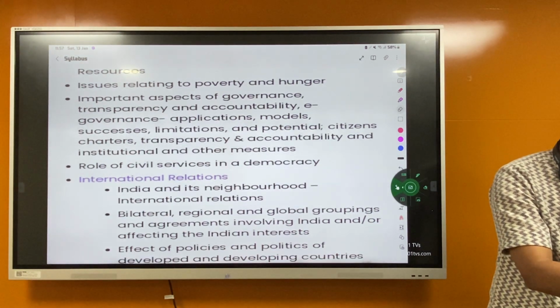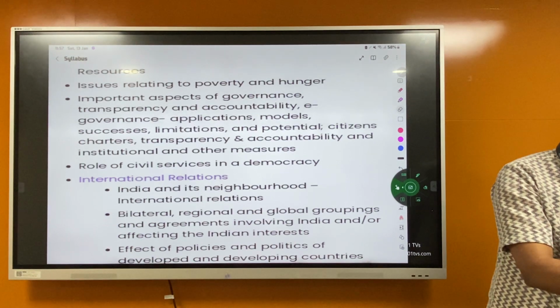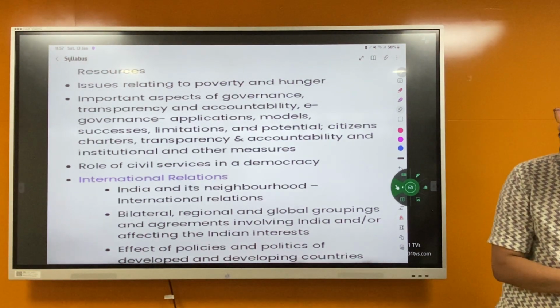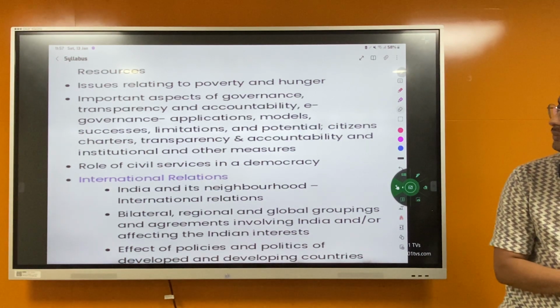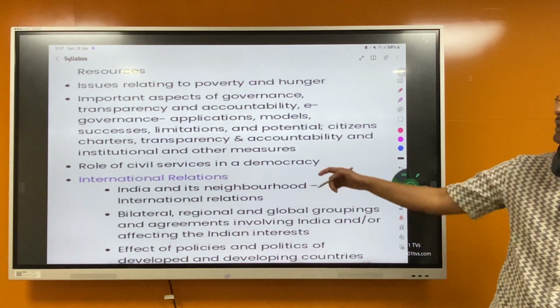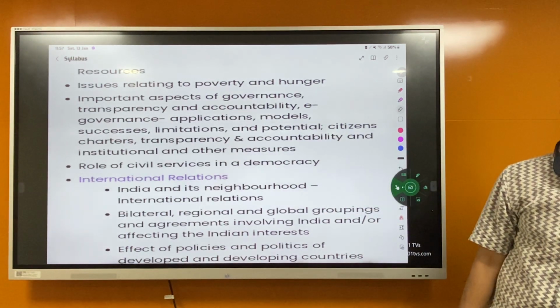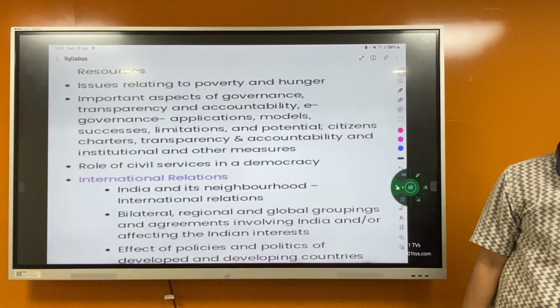Citizen charters, transparency and accountability, and the institutional and other measures. So this citizen charter is also important. We'll find this topic again in GS4, when we deal with ethics, there's a GS4 paper.